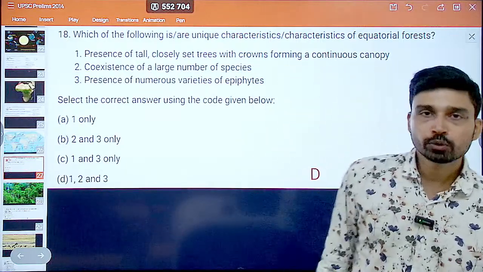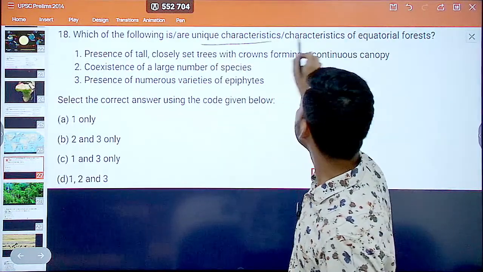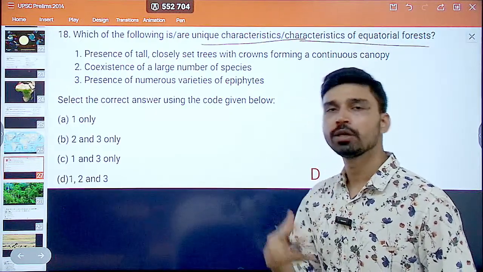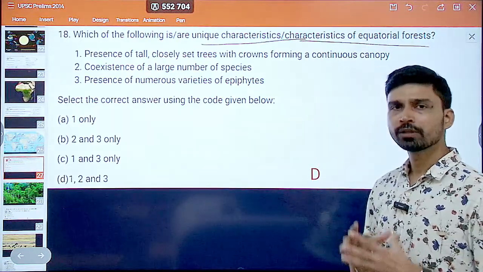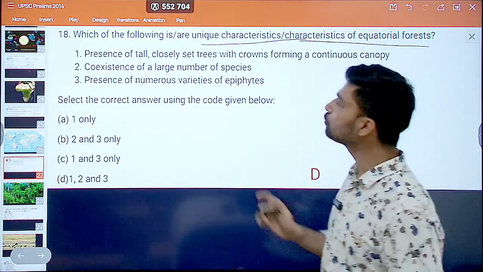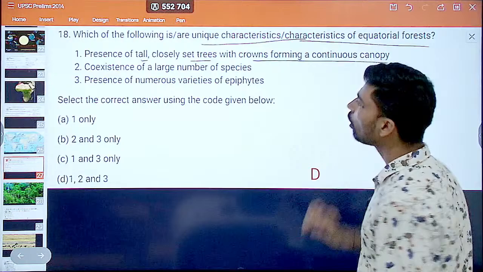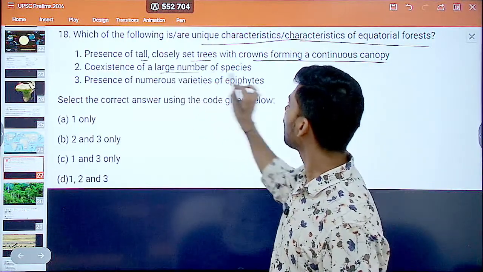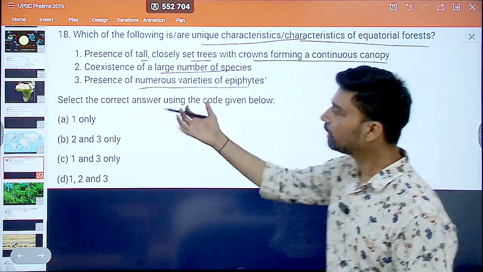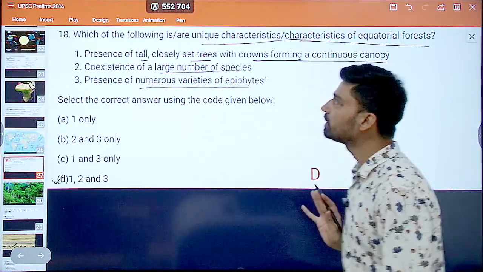Next is a question related to the forest or natural vegetation part, where it has been asked which of the following are unique characteristics of equatorial forest. Now, equatorial forest means the forest found along the equatorial belt lying between 5 degrees south to 5 degrees north roughly of the latitude. So, presence of tall closely set trees with crowns forming a continuous canopy, coexistence of a large number of species, presence of numerous varieties of epiphytes. So, 1 only, 2 and 3 only, 1 and 3 only, and 1, 2 and 3. So, the correct option here obviously is D. All the 3 options are basically correct.